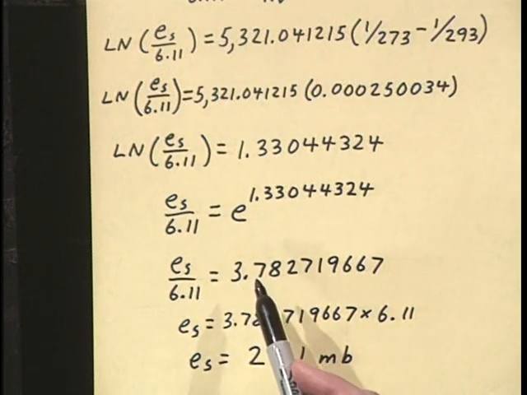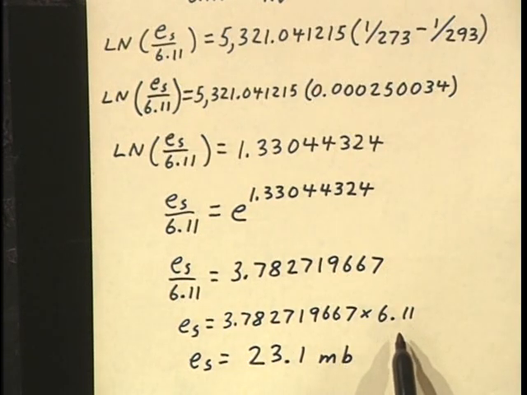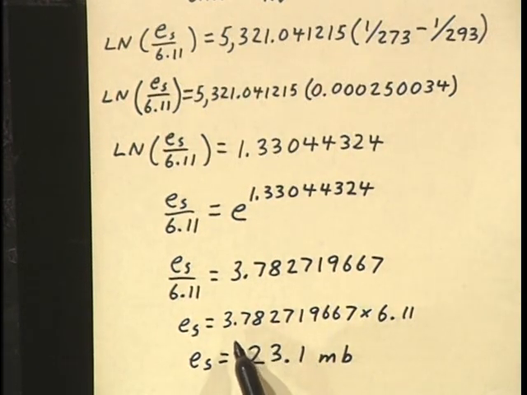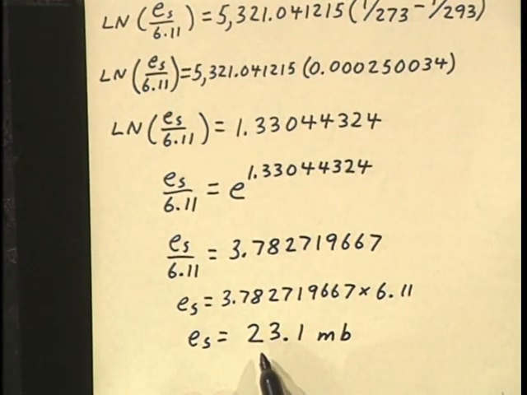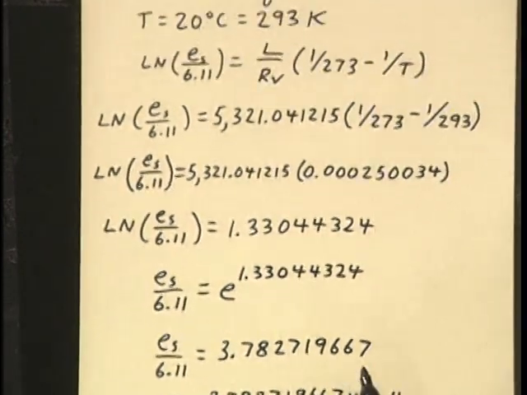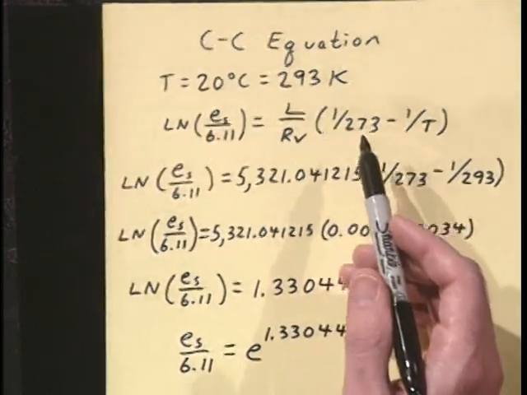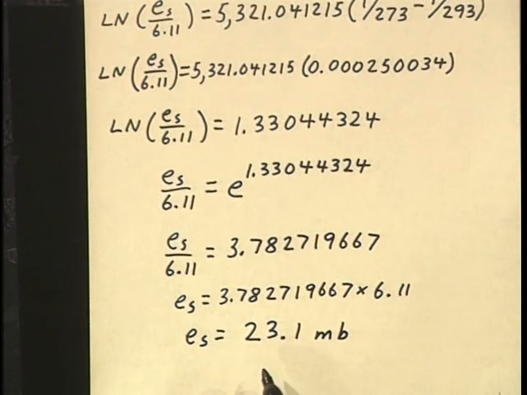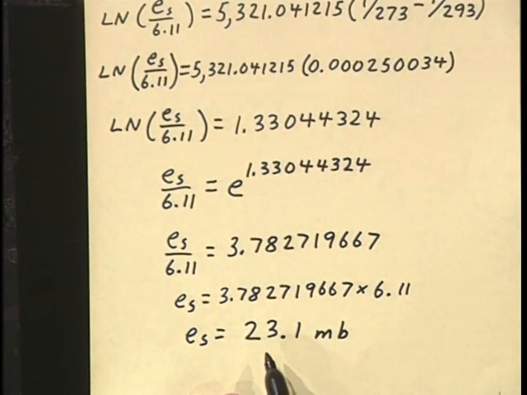Next, we'll multiply each side of the equation by 6.11 so that we have the saturation vapor pressure on just one side of the equation. And after that is done, we have this value here multiplied by 6.11, we end up with 23.1 millibars. So at a temperature of 20 degrees Celsius, 293 Kelvin, the maximum amount of moisture that can be in the air, the pressure from that maximum amount of moisture, will be 23.1 millibars.